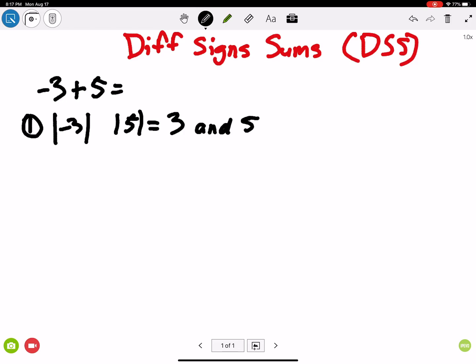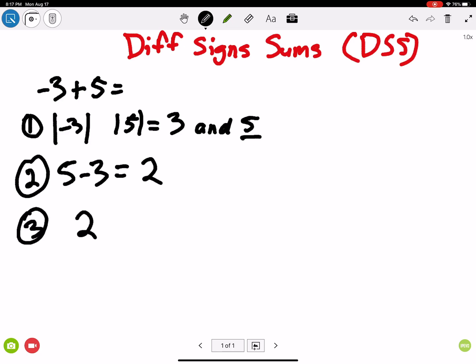Well, which one has the bigger absolute value? 5 does, right? 5 is bigger than 3. So we're going to take 5, and subtract 3. 5 minus 3 gives me 2. And then when we find our solution, we know it's 2, but is it positive or negative? Well, which one had the bigger absolute value? 5 is greater than 3, and 5 was originally a positive 5. So I'm going to get positive 2. This is my answer.